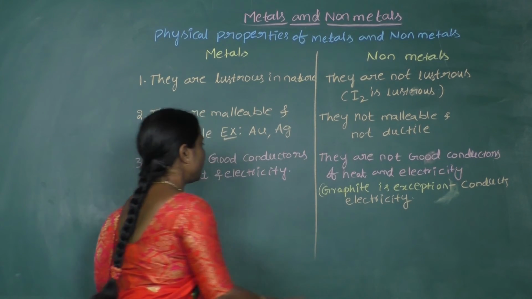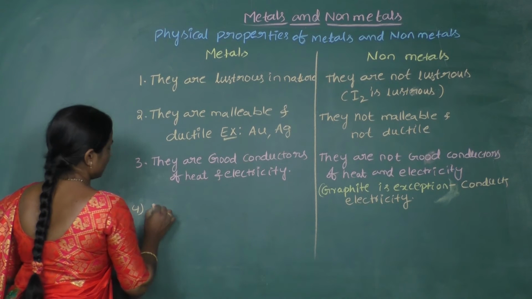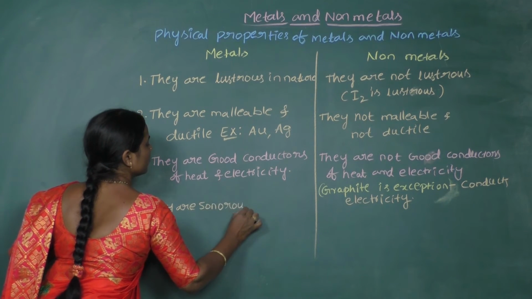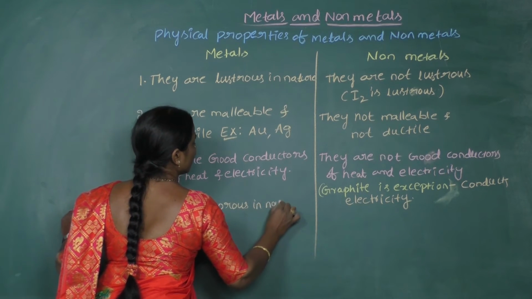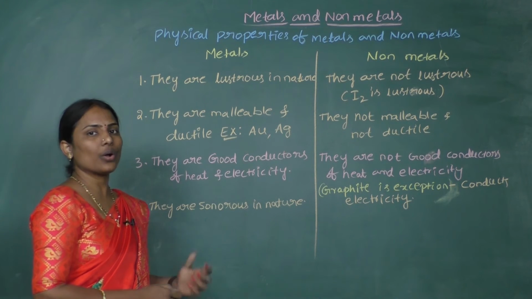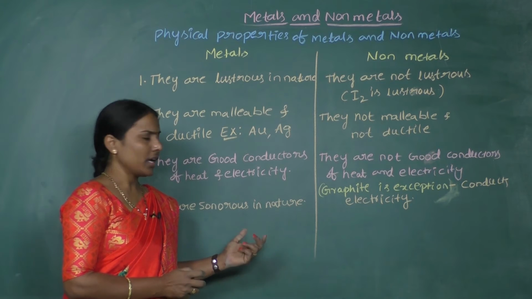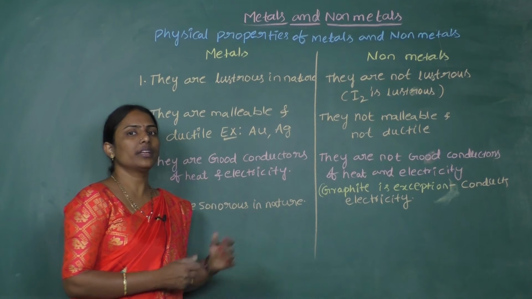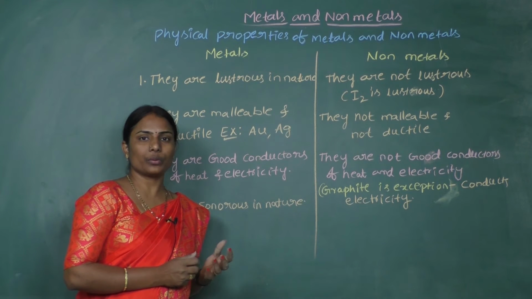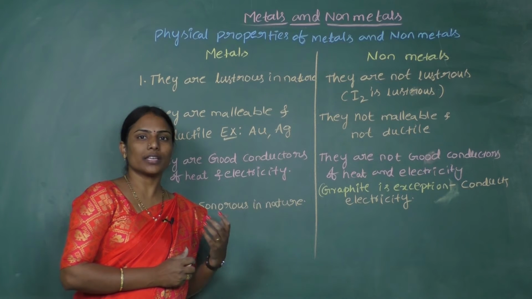Now we'll go for the next, sonorous nature. So metals are sonorous in nature. In the sense, when we hit the metals with a strong object, they make sound. Right? I think you would have visited many temples. Whenever you visit a temple, the first thing you do is blow the bell. Right? And how do you make a sound?